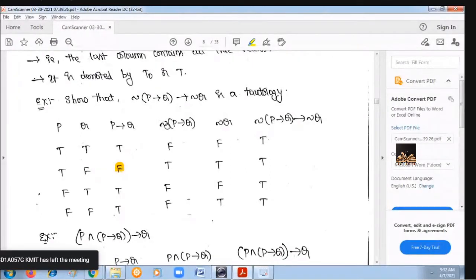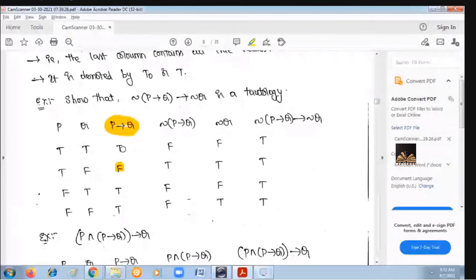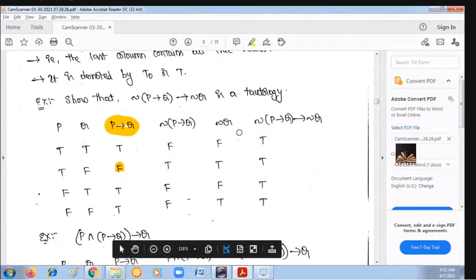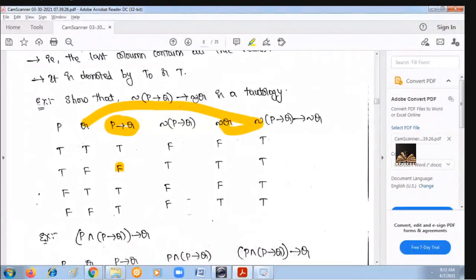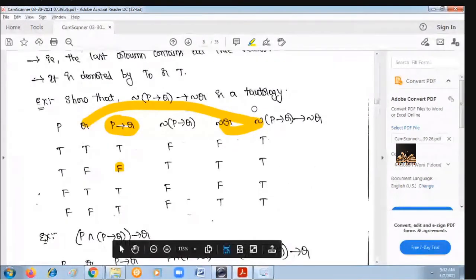Negation means what? Get the negation for this column. So, T, F, T, T will become F, T, F, F. Now, negation Q. Get the negation for the second column. Right? Once you find all these, you can find the truth table for the compound proposition.